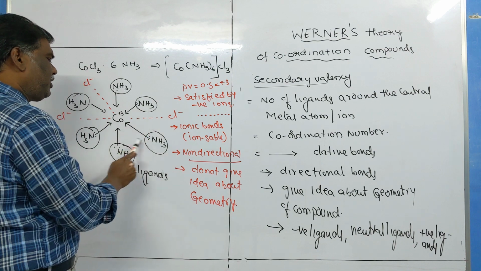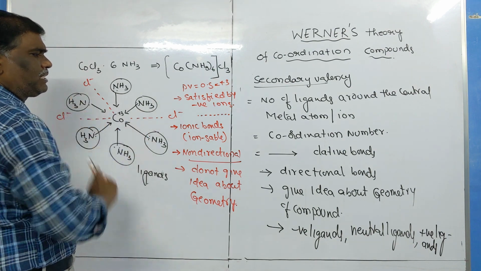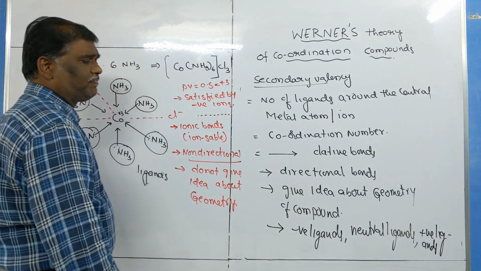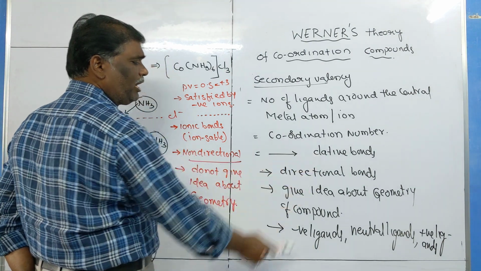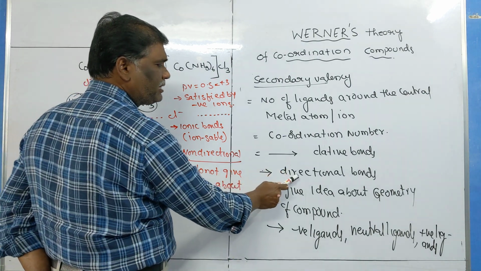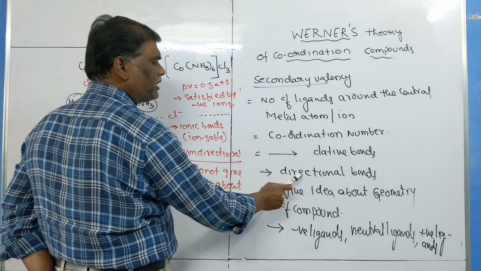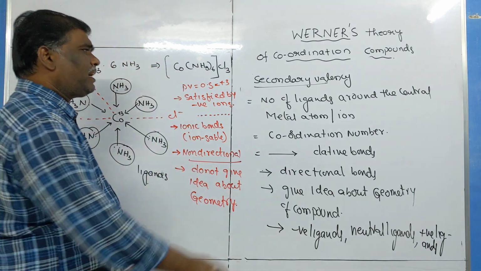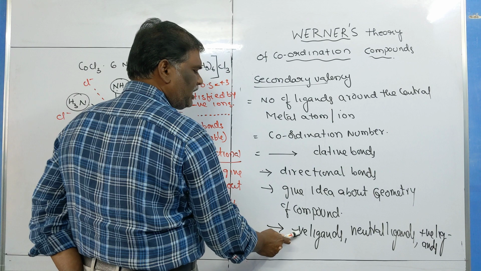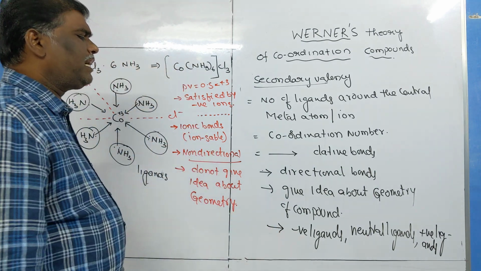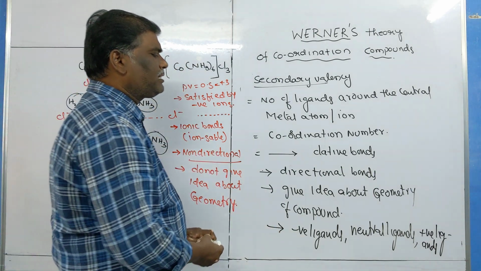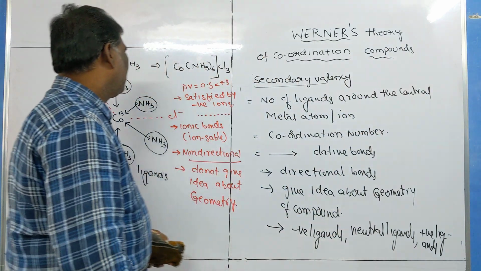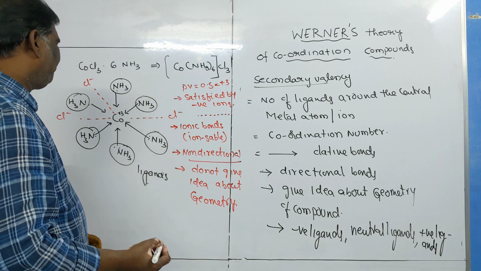In this one, the coordination number is 6. The number of ligands is 6. These are represented by arrow marks or dative bonds. A dative bond is a kind of covalent bond. Covalent bonds are directional, so directional bonds give an idea about the geometry of the compound. Secondary valency is generally satisfied by negative ligands and neutral ligands, and in rare cases, positive ligands.